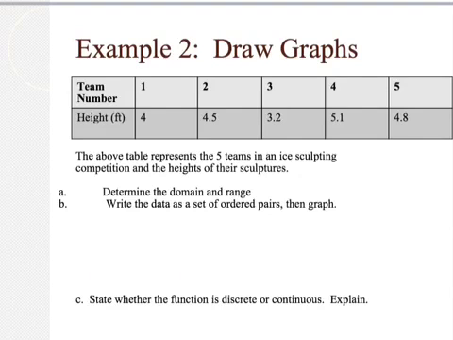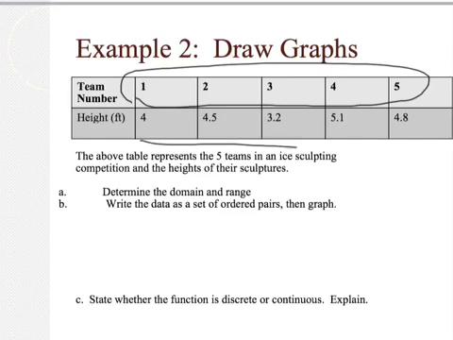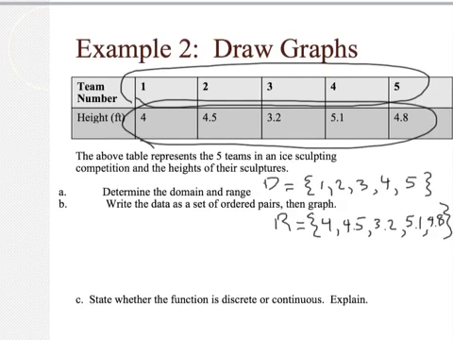There we go. Example 2, we're going to draw graphs. So the above table represents 5 teams in an ice sculpting competition and the heights of their sculptures. The first thing we need to do is to determine the domain and range. And from the last section that we talked about, hope you guys recognize that this is the domain and the range would be this set here. So I'm going to write those in set form. So these two sets are the answer to part A. We've determined the domain and we've determined the range, and we wrote it out in set notation.